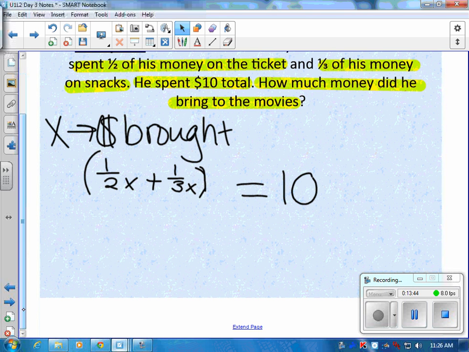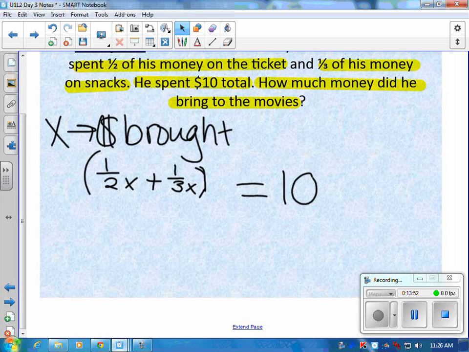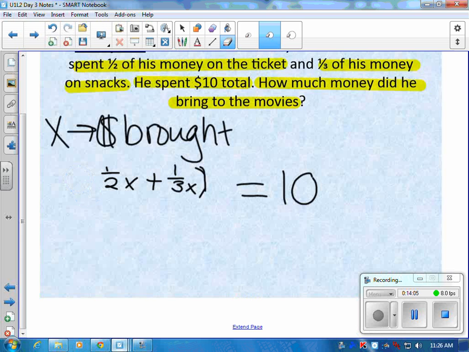Now I got to solve it. I've written my equation, now I need to solve it. What is one thing that I can do first to solve this equation? Jacob? Combine like terms. Can I add these together the way that I see them? No, because I need common denominators when I add. What is going to be my common denominator in this problem?